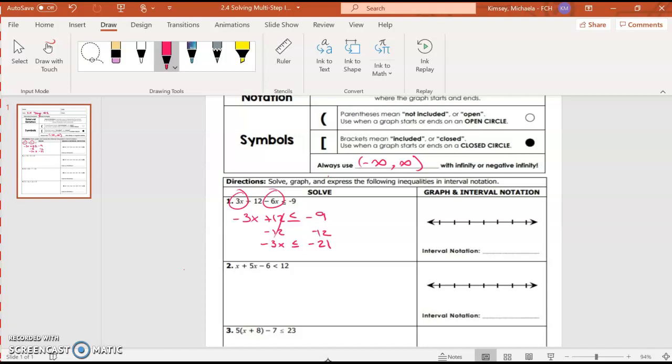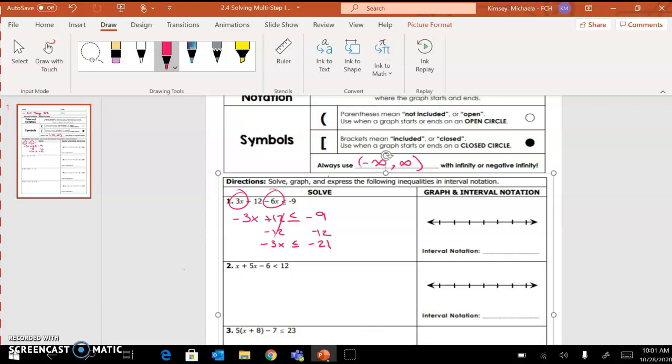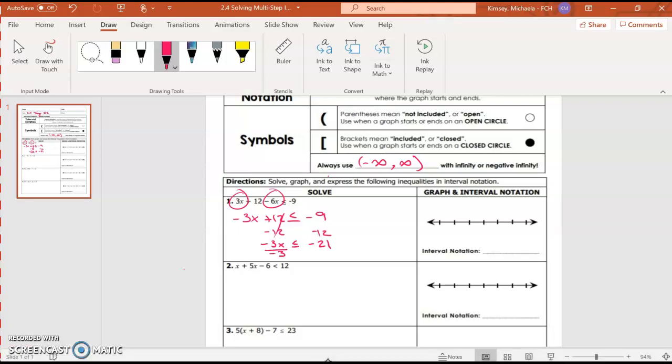All right, now here's where you need to be very, very careful. We need to divide by negative 3 on both sides, but anytime we divide by a negative number, we need to flip our inequality sign. So we divide by negative 3 on both sides, and we should get x is greater than or equal to positive 7. Remember, we flipped our sign because we divided by that negative 3, and negative 21 divided by negative 3 is positive 7.